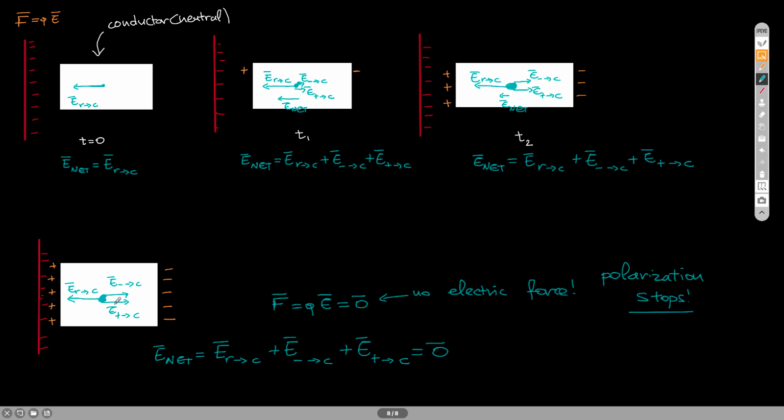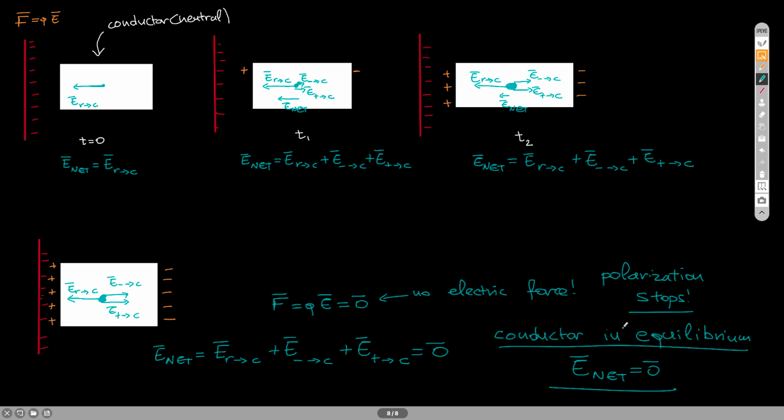This is a very important property of conductors in equilibrium. Anytime, and I will write it here, anytime you have a conductor in equilibrium, like I have now at the end, I know that the net electric field inside will need to be 0. This is an extremely important property of conductors. Always true. Conductor in equilibrium, E net is 0.